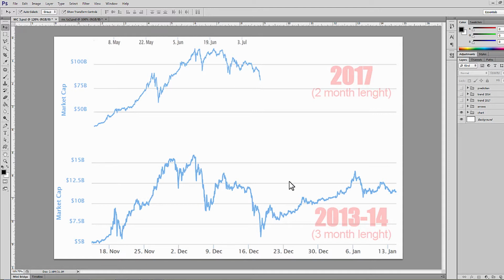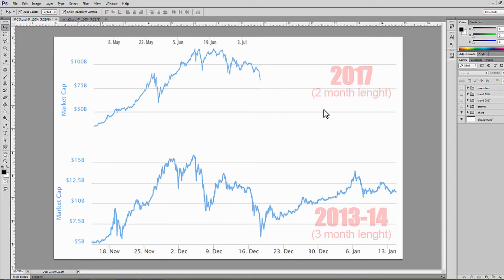What I have on the bottom is the chart for the market cap for all the altcoins and Bitcoin included from the end of 2013 and beginning of 2014. The whole length of the chart is 3 months, and you have the dates on the bottom. This highest peak is the top of the bubble at the end of 2013. We crashed after that. We went crashing down, and then we went up for a little bit. And this peak here is the last peak before we entered a very long bear market.